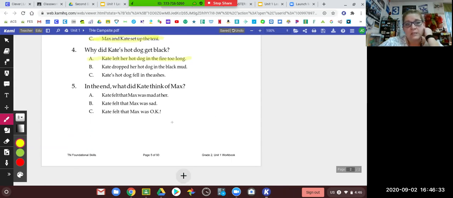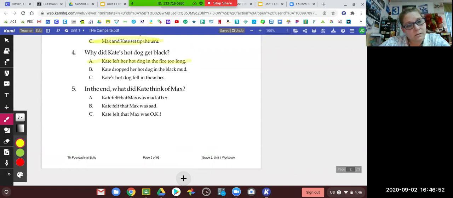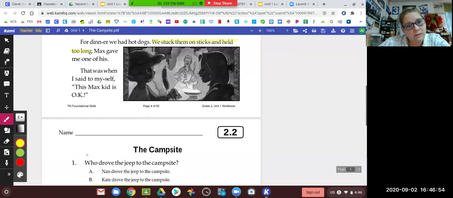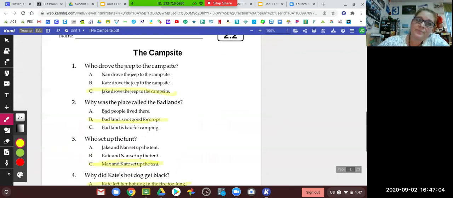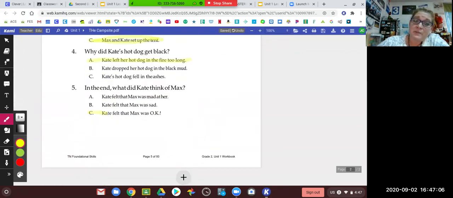And in the end, what did Kate think of Max? A, Kate felt that Max was mad at her. B, Kate felt that Max was sad. Or C, Kate felt that Max was okay. That was when I said to myself, this Max kid is okay. So how did she feel about him in the end? She felt that he was okay.